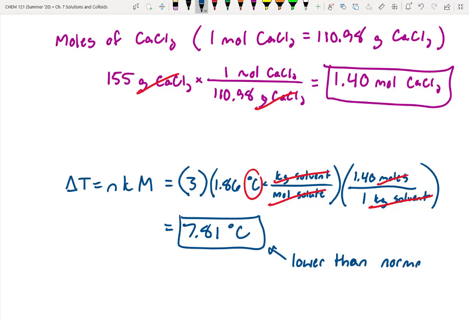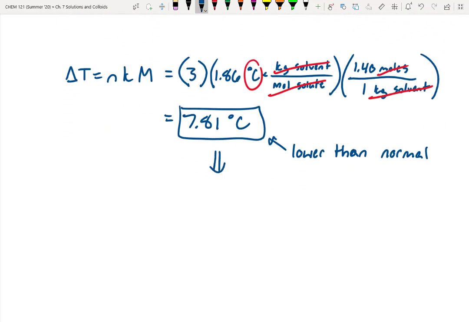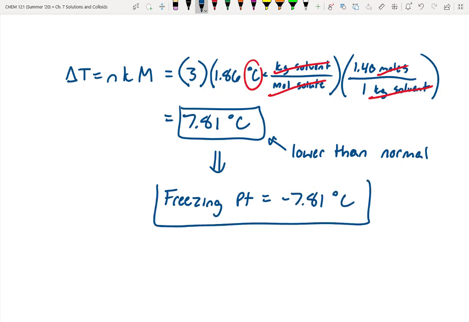Okay, so let's break this up even further. If we think about the freezing point of water, the freezing point of water is normally 0 degrees Celsius. So in this case, the freezing point would be expected to be negative 7.81 degrees Celsius. And that would be my final answer for this problem. All right, I hope that makes sense. I know it does require a fair amount of math though.